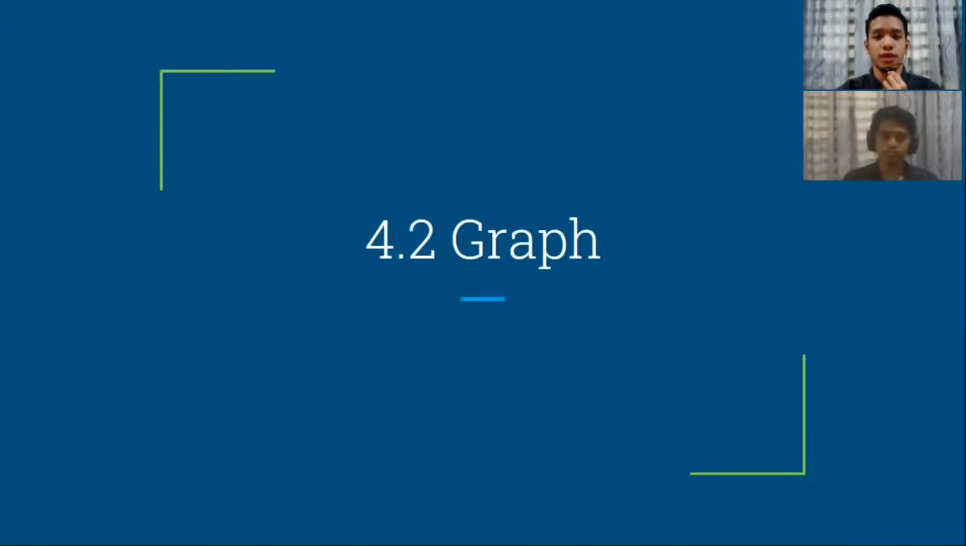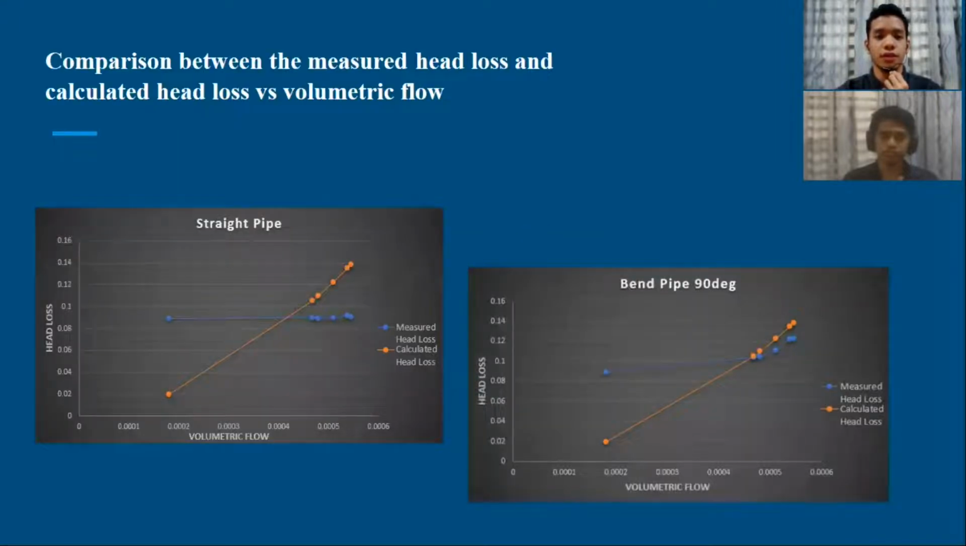Next, we move to the graph. The graph shows a comparison between the measured head loss and calculated head loss versus volumetric flow. As we can see, there is a slight difference between the measured and calculated head loss. The calculated head loss is very consistent, while the measured head loss is not consistent. This is due to external factors.